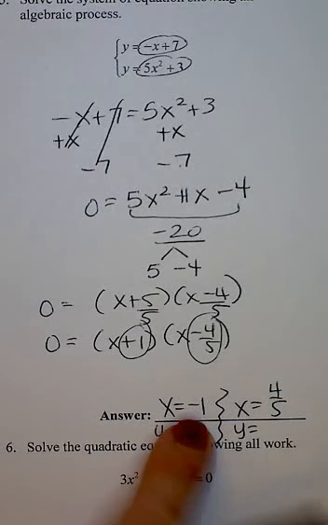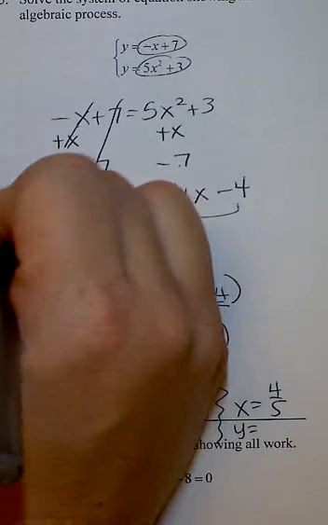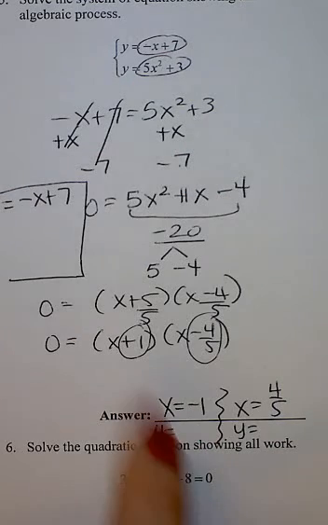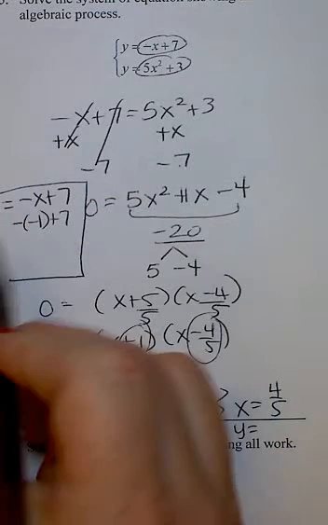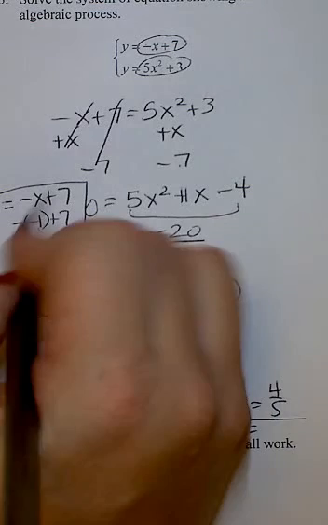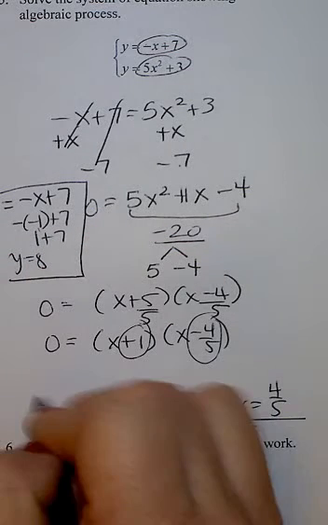I look up here and I choose one equation that looks easier. I'm going to choose the first equation, and I substitute in this case a negative 1. Negative 1 plus 7. Two negatives make a positive, and 1 plus 7 is 8. So one ordered pair is negative 1, 8.